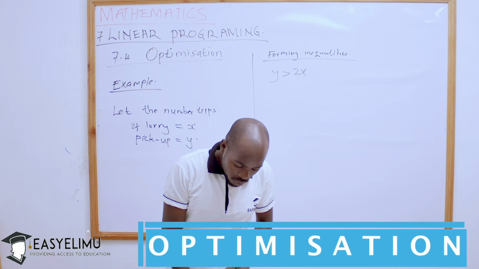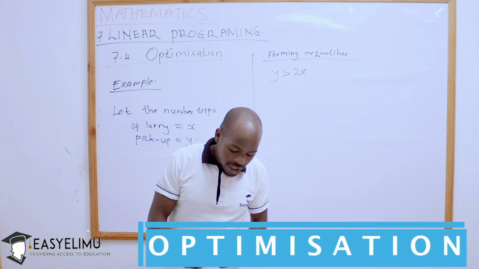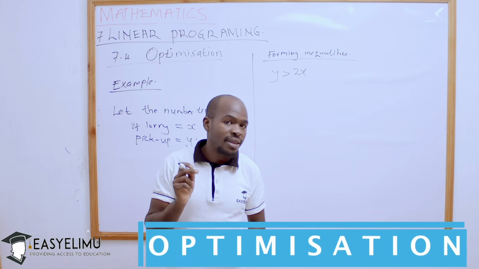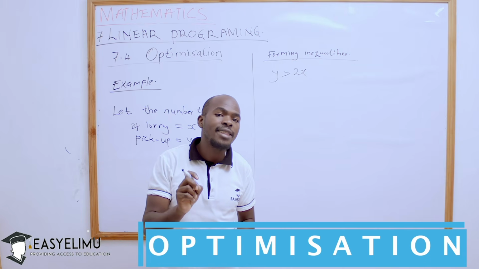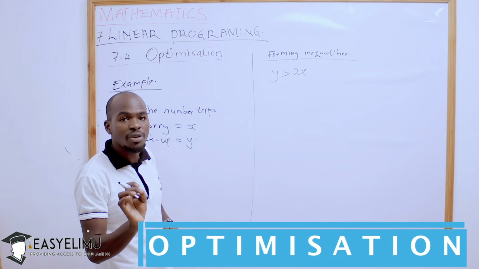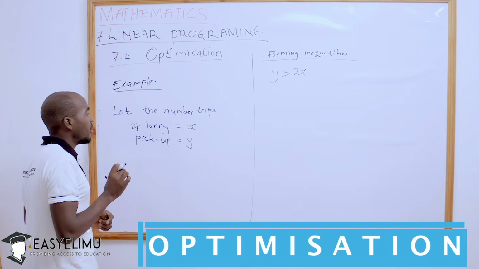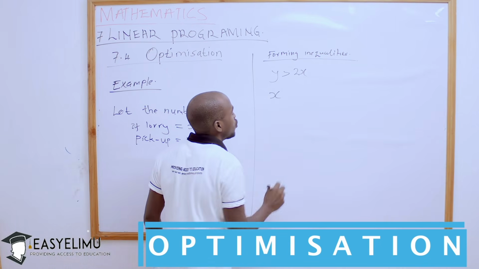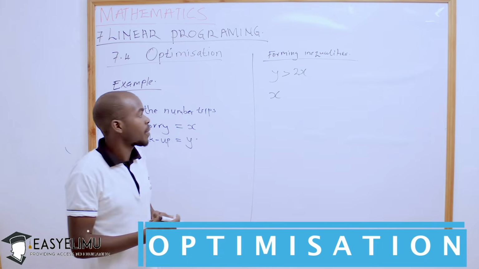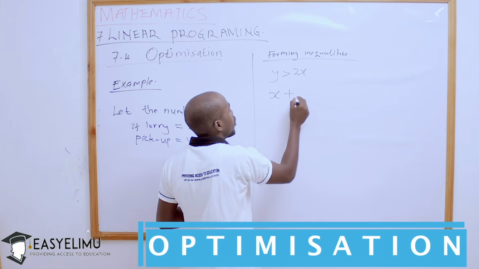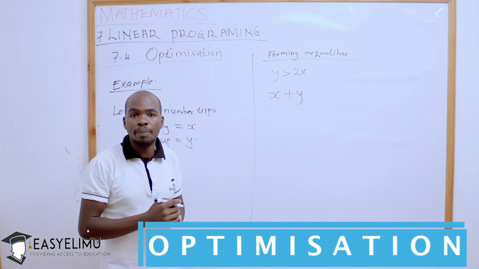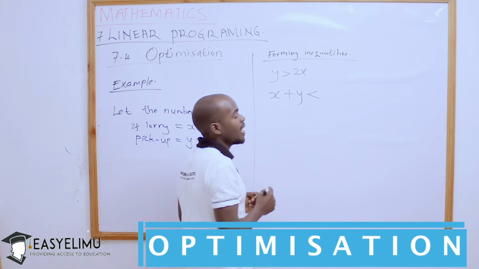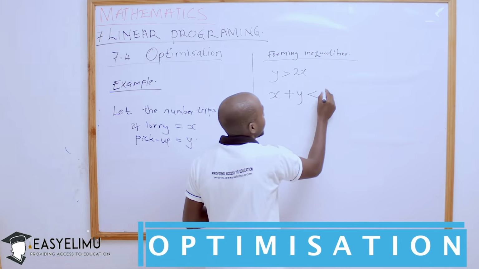From the question again, we have been told that the total number of trips has to be less than 30. It means it is either 29 and below. So if that is the case, if we take the total number of trips that the lorry makes and add to that the total number of trips that the pickups make, then we must get less than 30 trips.